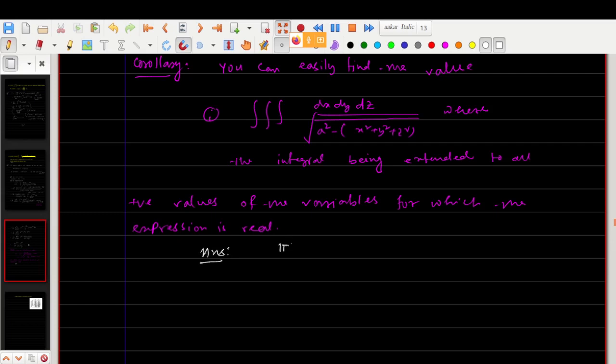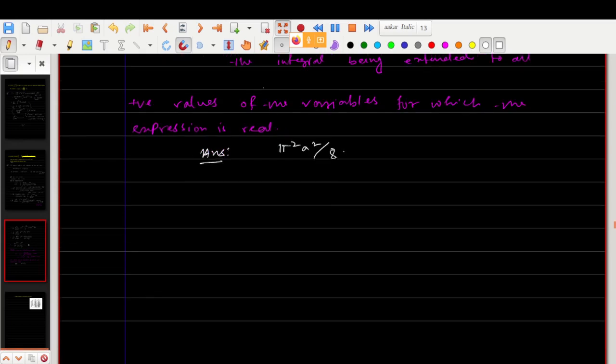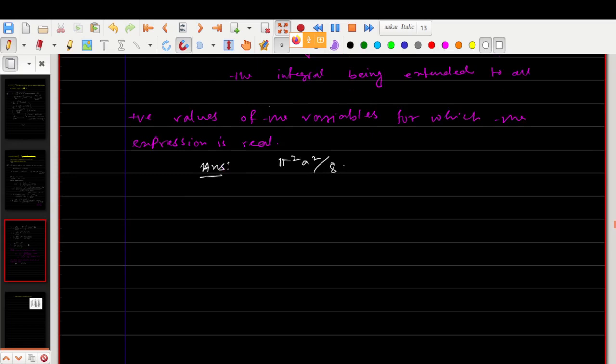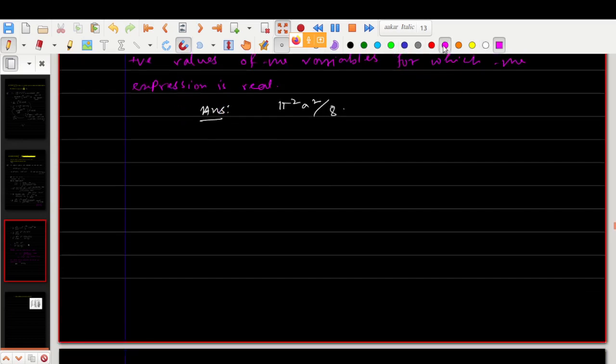So I am writing the answer, you just see that one. That is actually going to be pi square a square by 8, right? So now I am giving one more. You also check this one.